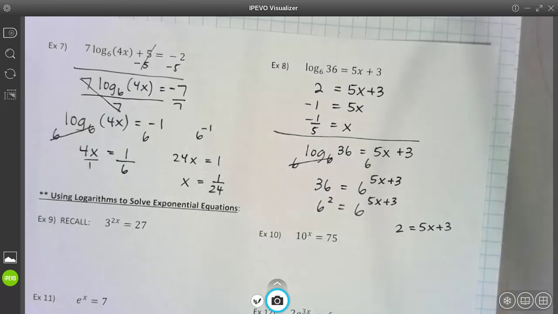Okay. All right, so guys, those are log equations that we use exponentials to solve with. Now we're going to do the reverse. Let's look at an exponential equation that we need a log to solve. So before we were basing or exponentiating both sides, now we're going to have to log both sides.